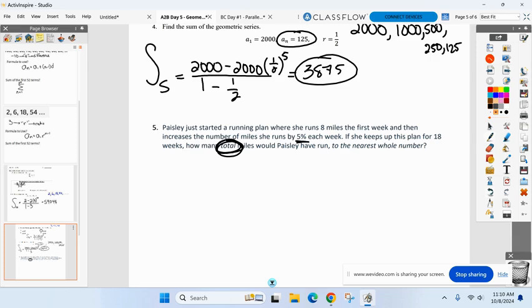I'm going to make this easy on you. Sum of how many terms? 18. 18 weeks. Going right off the formula sheet again. A1, 8. Minus A1, 8. All right, now we got to talk about that R value. Okay. Ooh. 0.05. 0.05.